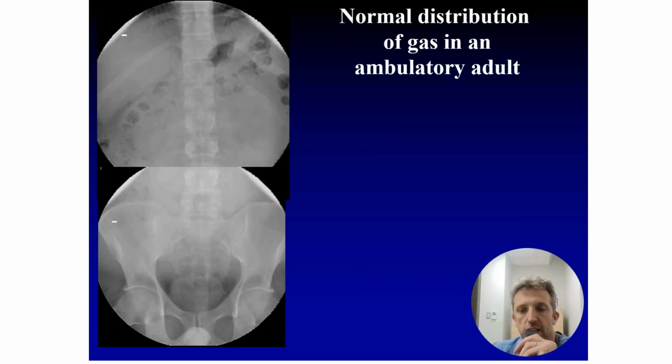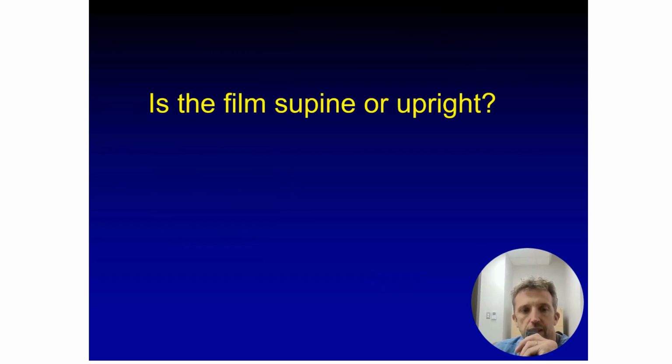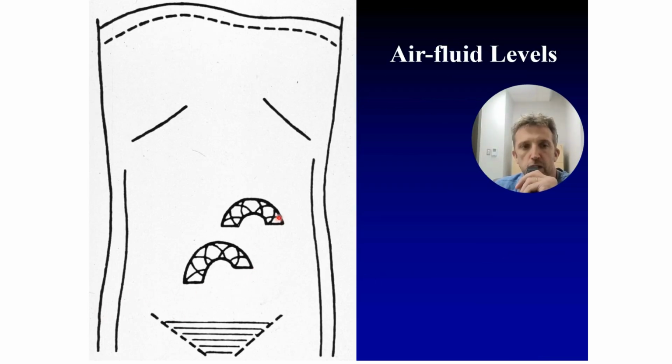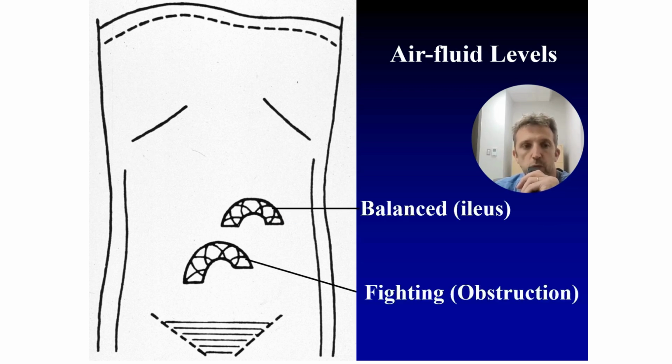Okay, we're going to start with a normal supine radiograph, and we'll see air in the stomach, in the transverse colon, and in the sigmoid colon. So, upright or supine, look for air fluid levels. You'll only see those if it's upright. And we'll talk more about this when we do small bowel obstruction tomorrow.